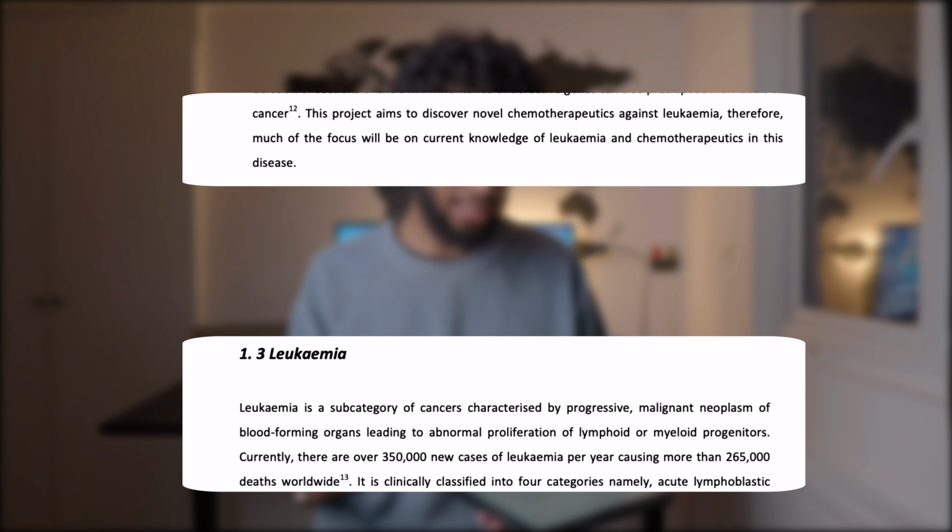Leukemia is a subcategory of cancers characterized by progressive, malignant neoplasm, and so on. So see, we've introduced leukemia in the paragraph before it and got the reader to ask the question, okay, this project will focus on leukemia. What is leukemia in the first place? Well, the next paragraph explains exactly what that is. So that's an example of allowing flow between different paragraphs.